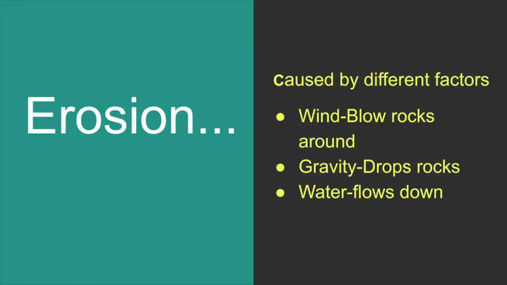Erosion can be caused by different factors. For example, wind, strong wind that is blowing the rocks around, gravity, when gravity drops rocks, or water, when water is flowing in locations and moving the rocks around.